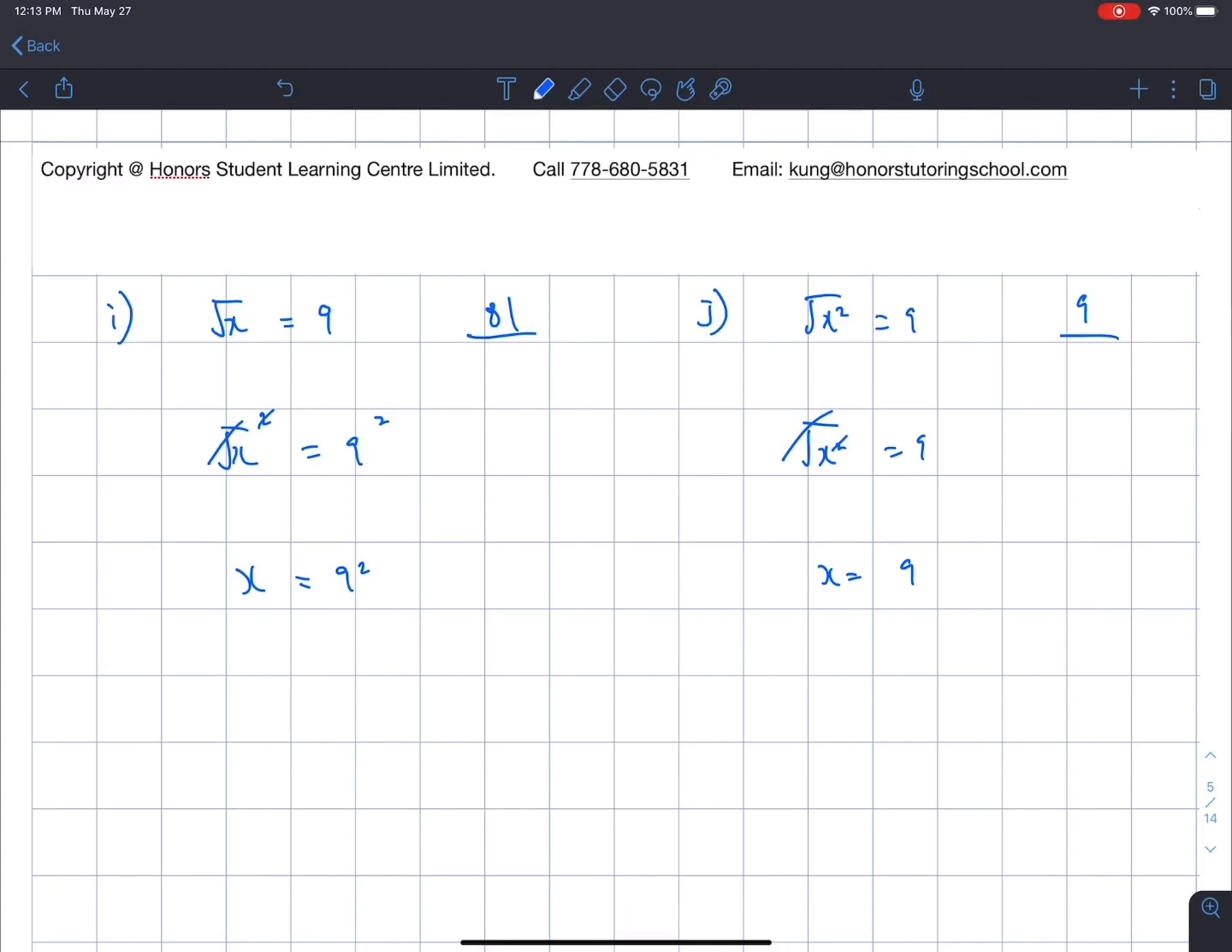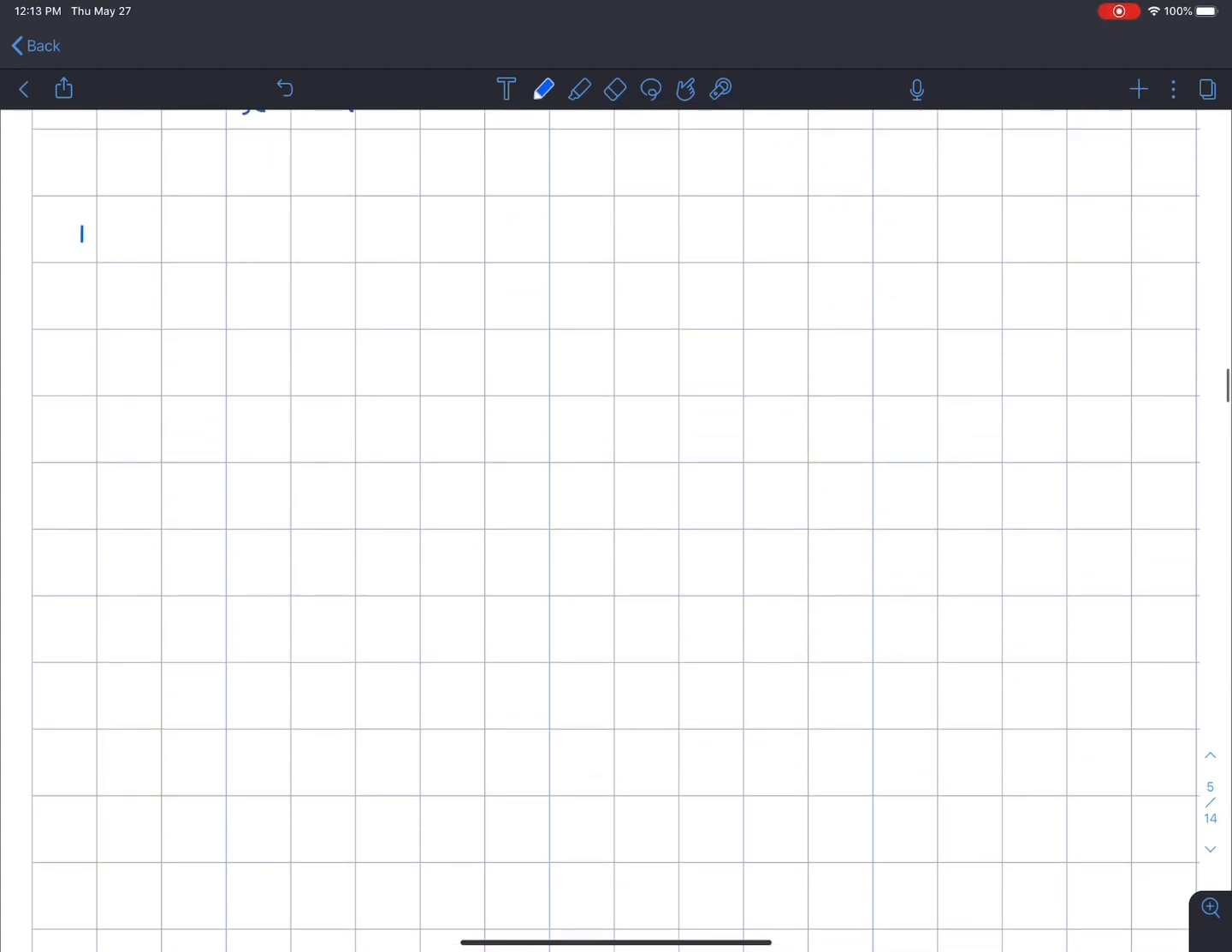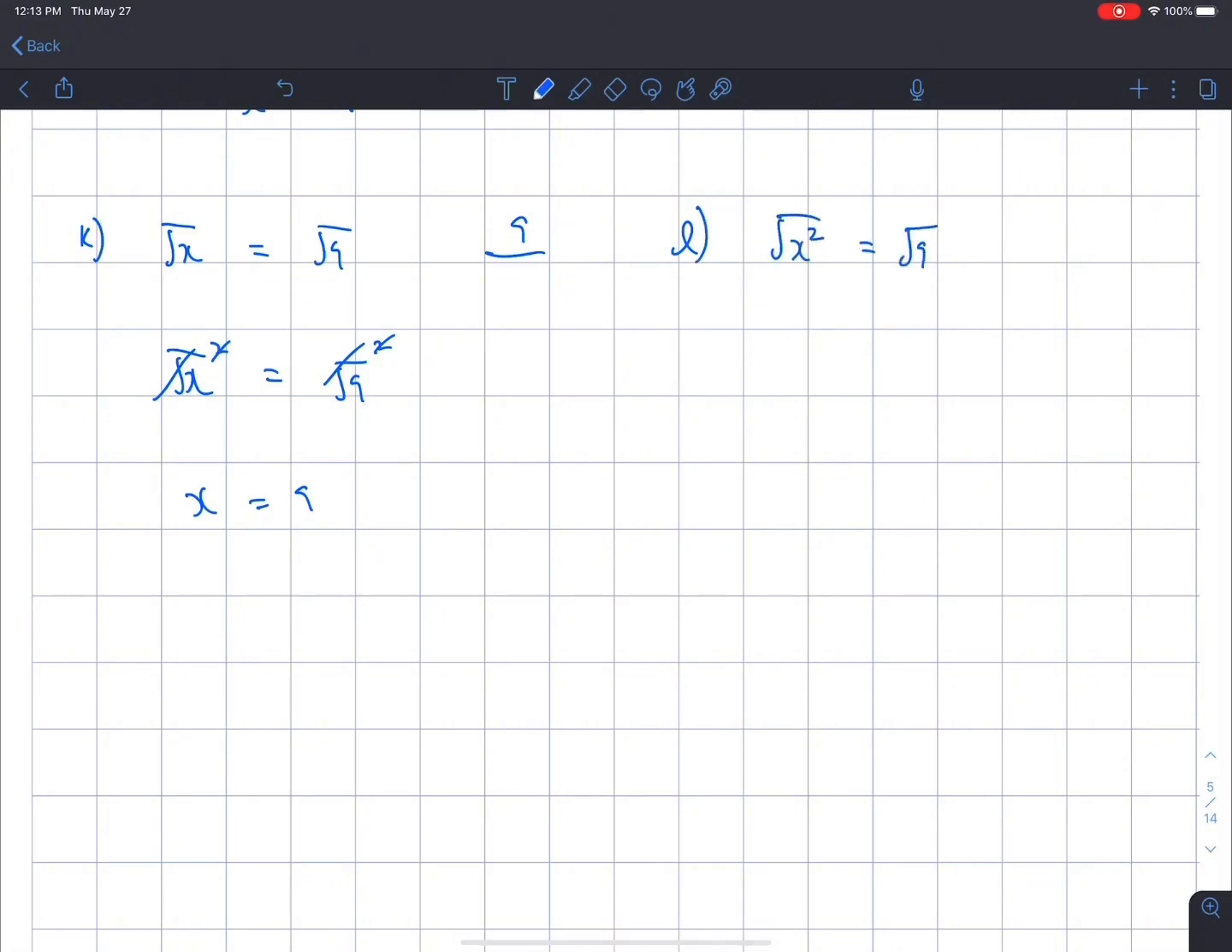And then K, square root of x equals the square root of 9. We can raise both sides to the power of 2. Square root and square cross each other out. We get x equals 9. And the last one, L. The square root of x squared equals the square root of 9. So square root and square cross each other out already. We get x equals 3 because the square root of 9 is 3.